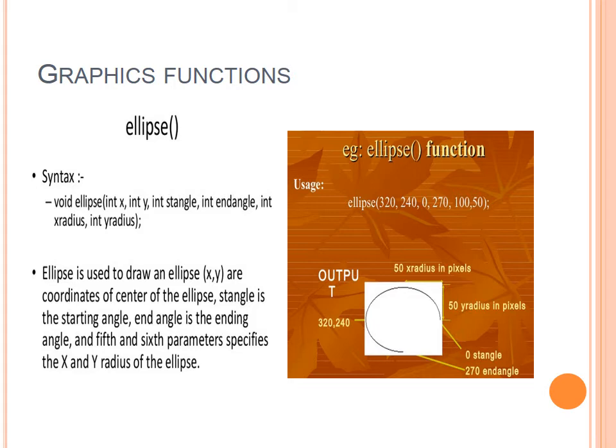So in an ellipse you have to take 6 parameter values. As an example, ellipse(320, 240, 0, 270, 100, 50). The first two values are for x and y. The next are the starting angle and ending angle, that is 0 and 270, and 100 and 50 are the x radius and y radius.